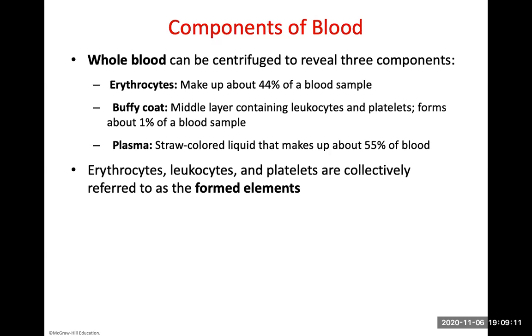The erythrocytes make up about 44% of a blood sample. They're very dense, so they'll fall to the bottom of the sample vial. The buffy coat is the middle layer containing leukocytes and platelets. This forms about 1% of a blood sample. And the plasma is the straw-colored liquid that makes up about 55% of blood, and that will float to the top. The erythrocytes, the leukocytes, which are your white blood cells, and your platelets are all collectively referred to as the formed elements because they are the cellular components.